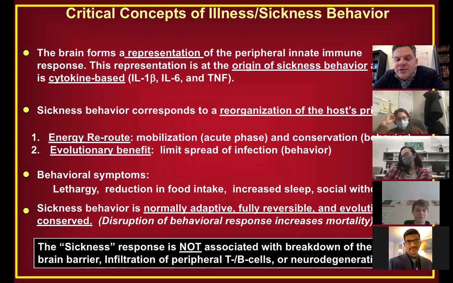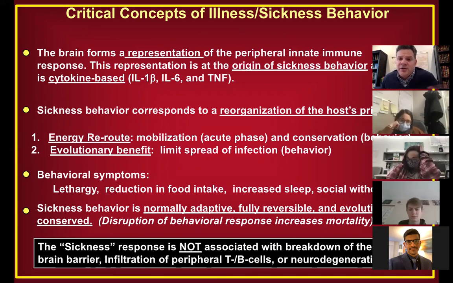So these behaviors are lack of motivation, increased lethargy, reduction in food intake, increased sleep, and social withdrawal. So what's really cool about this response too is that all of us have been sick before, and it doesn't result in loss of neurons, right? So we can tolerate this level of immune-brain communication. It's reversible. It's evolutionarily conserved.